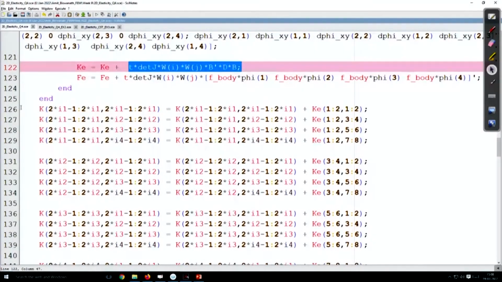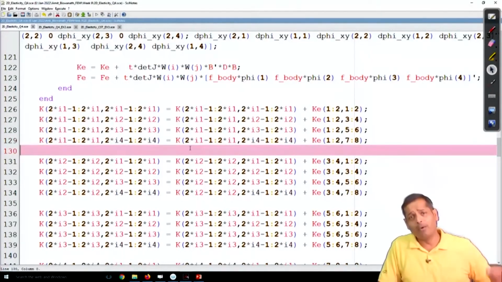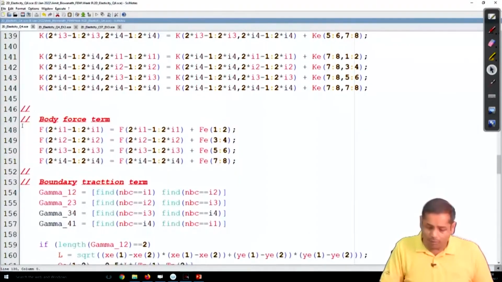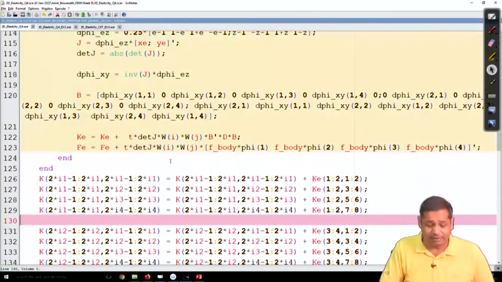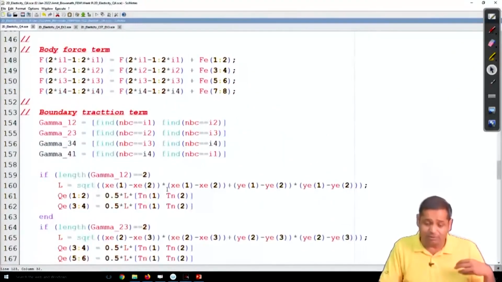And the next is the globalization, which is exactly the same. The only difference here is that we have 4 nodes, whereas in the case of triangular elements we have 3 nodes, but the logic is exactly the same. Computation of the body force term: the logic is the same in the sense that here the body force also needs to be integrated using the Gauss quadrature technique. In the case of triangular elements, we didn't have to integrate it, we could write the body force term straight away, but here you have to integrate it.